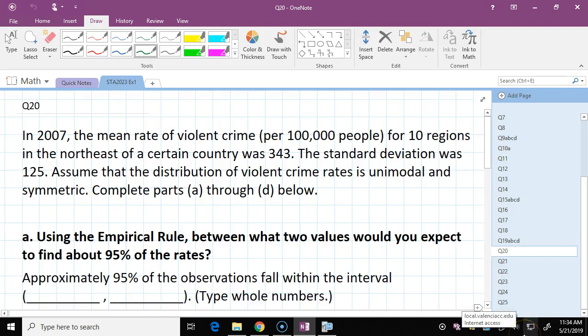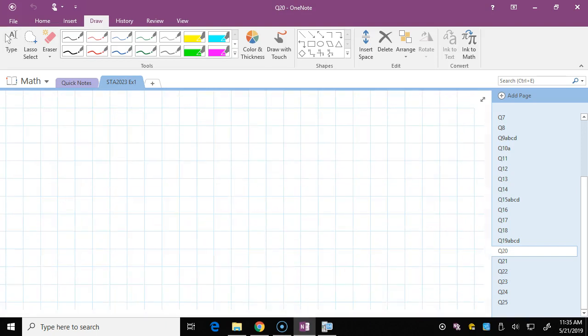Almost done. In 2007, the mean rate of violent crime per 100,000 people for 10 regions in a certain country was 343. The standard deviation was 125. Assume the distribution of violent crime rates is unimodal and symmetric. Complete parts A through D. Again, we're doing the same thing we just did a second ago, although they took the picture away from us. So let's make our own picture then. We can do that.